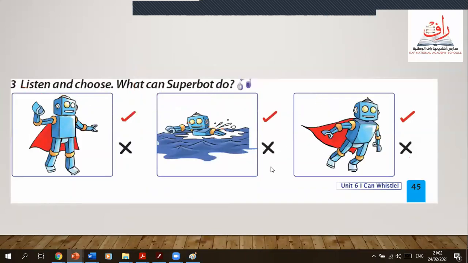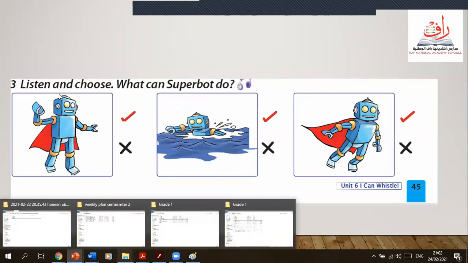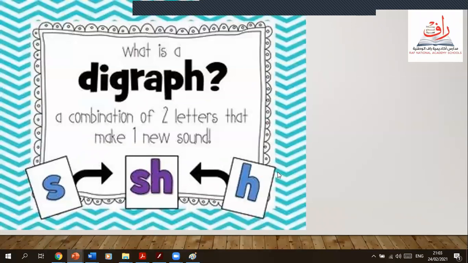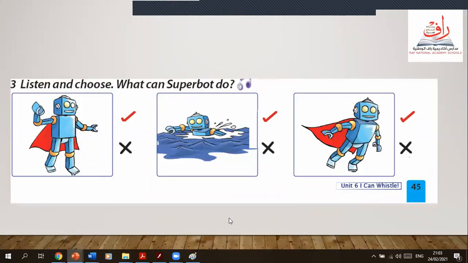Let's go to the last exercise for today. The last exercise. Listen and choose. What can Superbot do? There is something missing in the pictures, they should put other things. But we are going to take what we have in the story. Okay. Let's go for number one. I will say the words for the robot. What can Superbot do right now? It's not in the story, it's different, okay? I will say the correct answer and you're going to choose, okay?